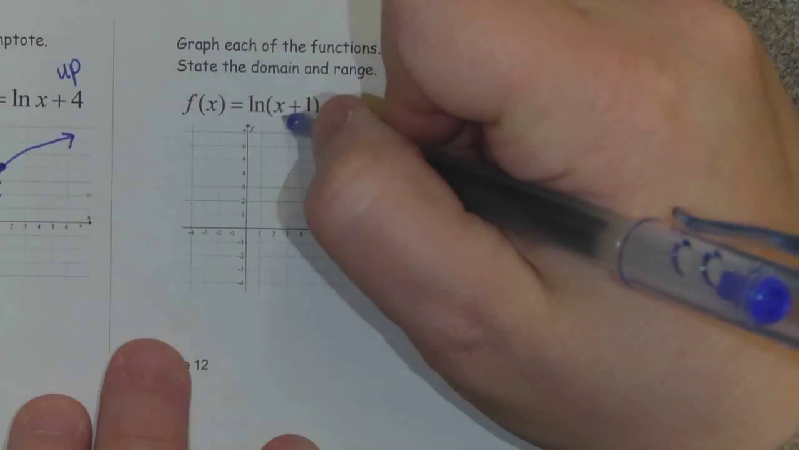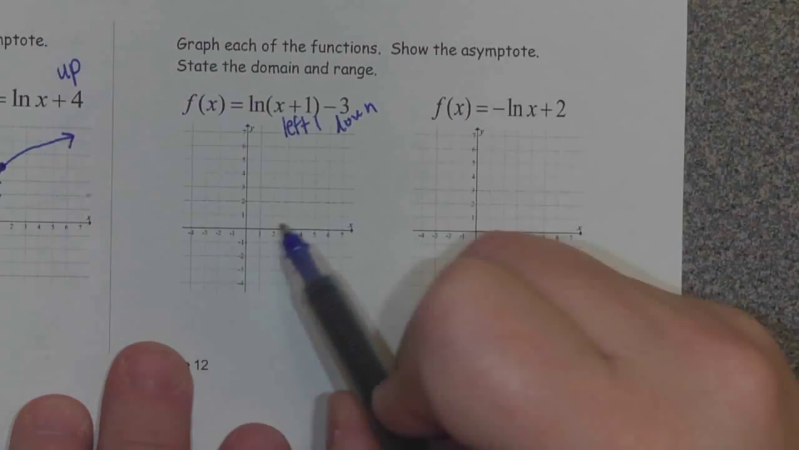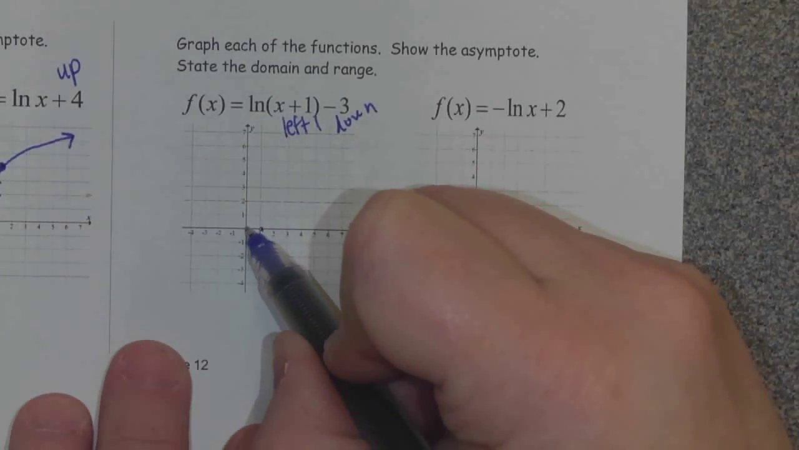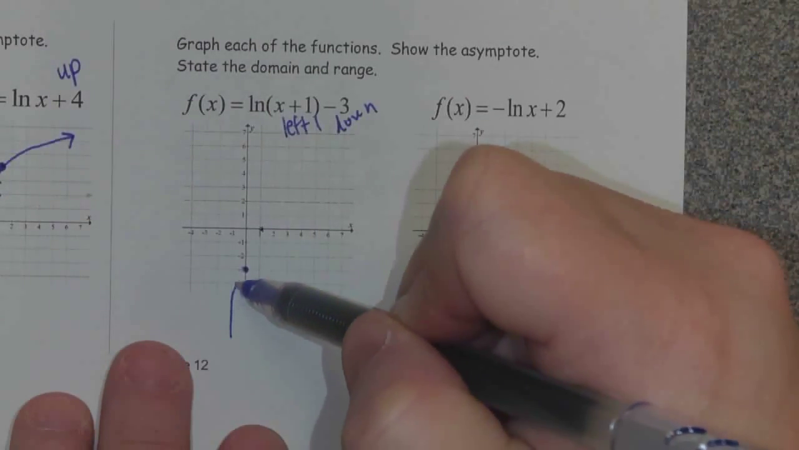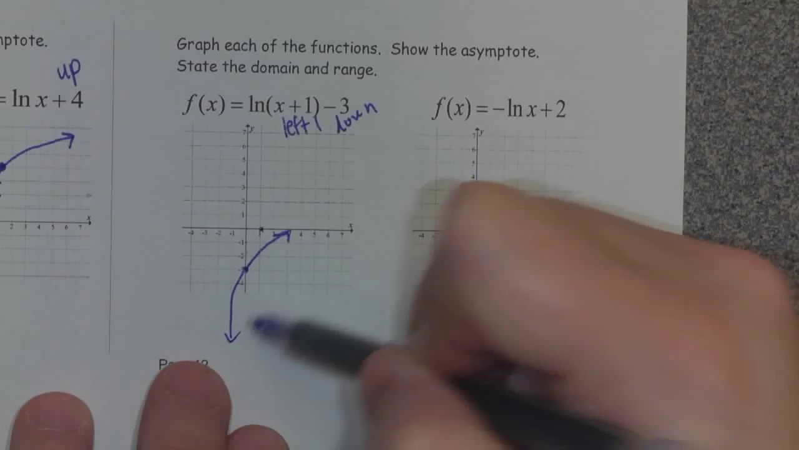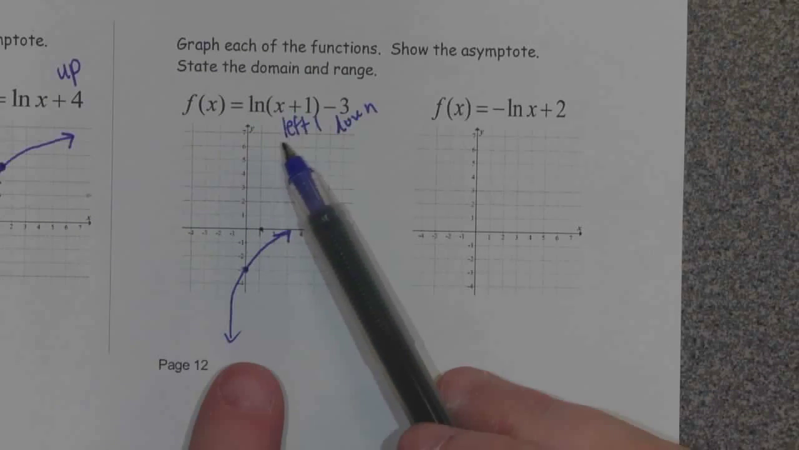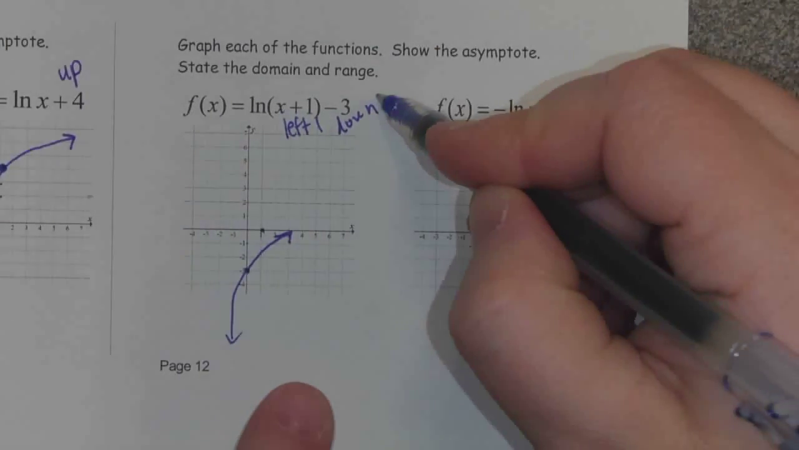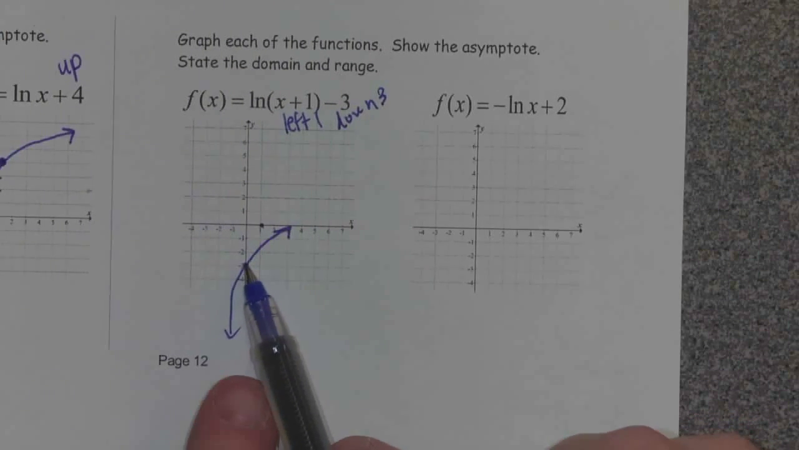The plus 1 is left 1, and the minus 3 is down 3. So instead of crossing at 1, 1, which is where it crossed, you went left 1 and down 3, which is where your new graph is going to be coming through. So you're something like that. It started crossing at 1, 1, but I have to move my crossing point left 1 and down 3, which is where it should be crossing now.